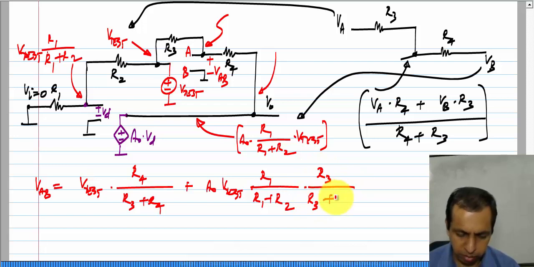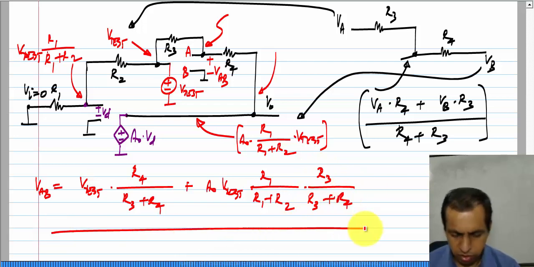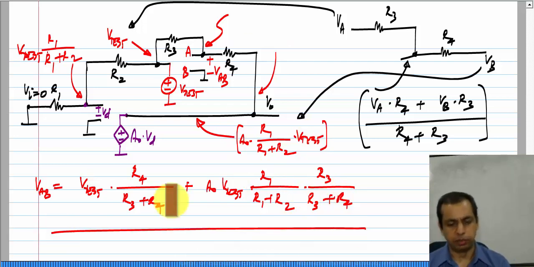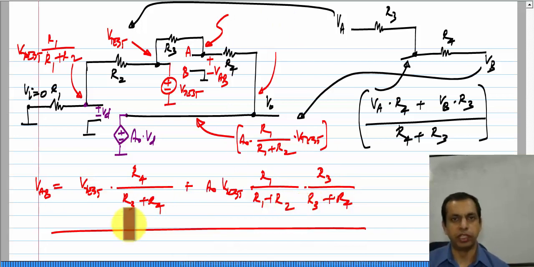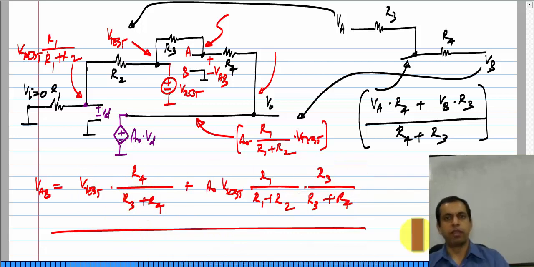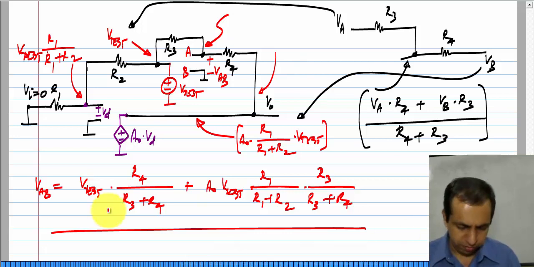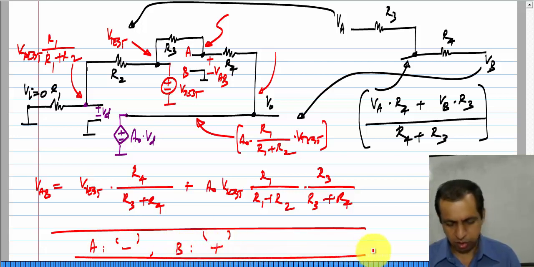by R3 plus R4. So, like I said, after getting some experience, you won't even have to write down this expression. The important thing is to see that the coefficient of V test here is positive. Okay. So, once you recognize that it is positive, you know that A has to be the inverting terminal and B is the non-inverting terminal. Okay.